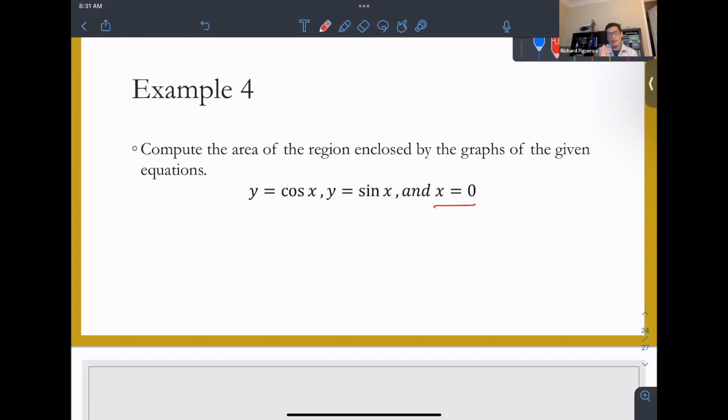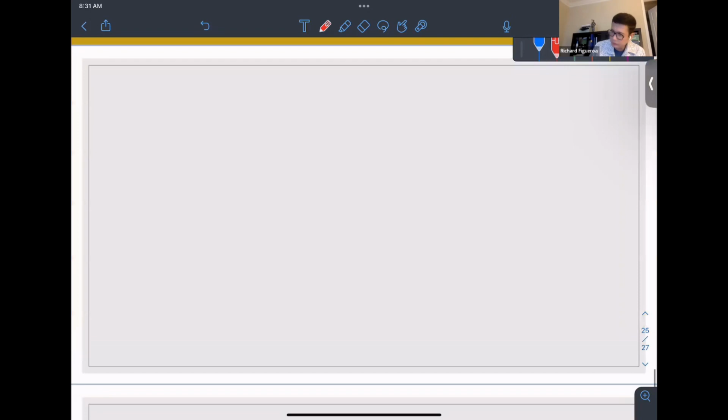There are two curves and one line. We have the x equals 0 line, which is actually the y-axis. So the area that we are talking about here would be the area bounded by the y-axis as well as the sine and the cosine functions.